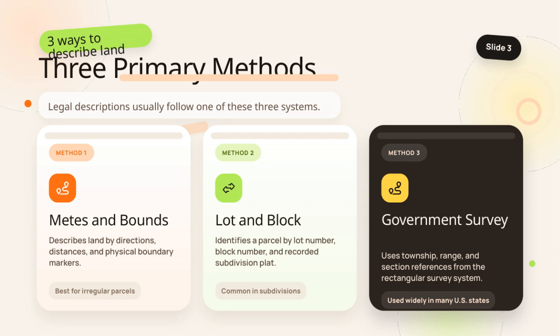The third method is a government survey system, relying on township, range, and section references within the rectangular survey system. This method is widely used across many U.S. states. Understanding these three methods helps clarify how land boundaries and ownership are defined and recorded.